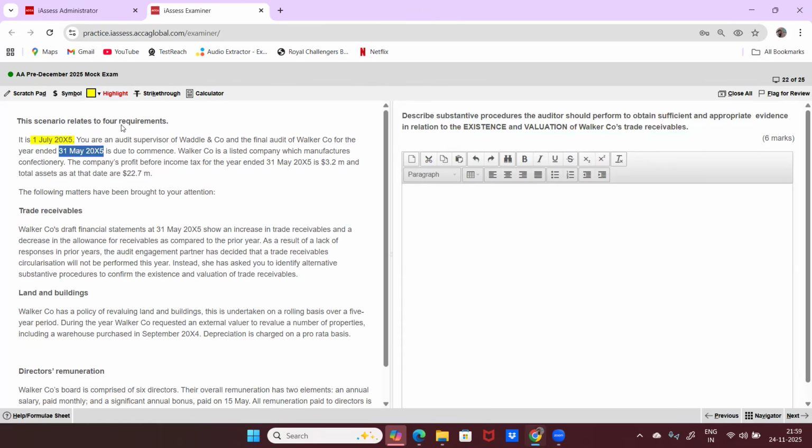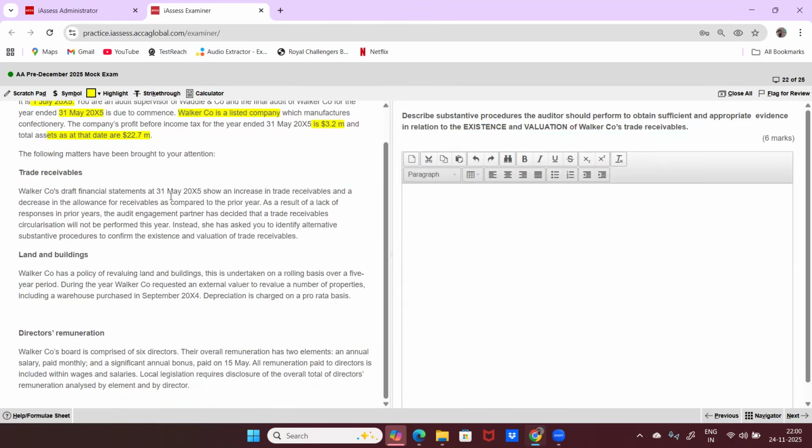Walker Company is a listed company. Very important thing, that it is listed, it's not unlisted. It manufactures confectionery. The company's profit before income tax for the year ended is $3.2 million. So PBT has been given to us, and total assets have been given to us as $22.7 million.